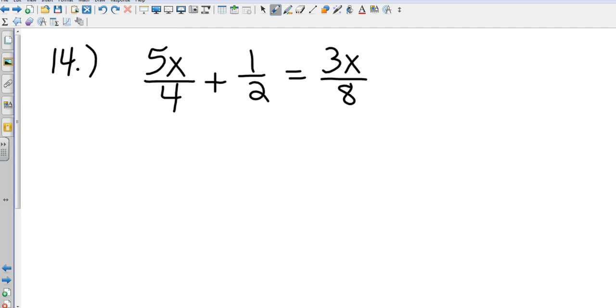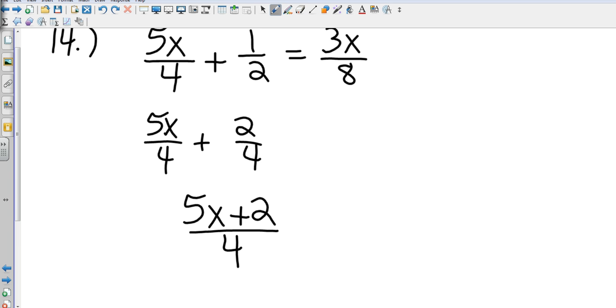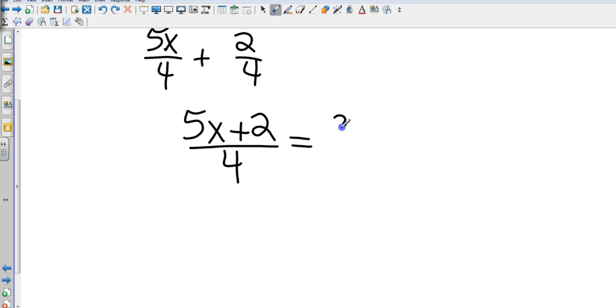What's the common denominator between 4 and 2? 4. All right, so this one's already a 4, so I leave it a 4. If I change this one to a 4, what does it change the 1 into? A 2. So this now becomes 5x plus 2 all over 4. Now I'm going to bring down my 3x over 8. And now you notice I have a proportion. I have one fraction compared to another fraction, so I'm going to cross multiply and solve for x.